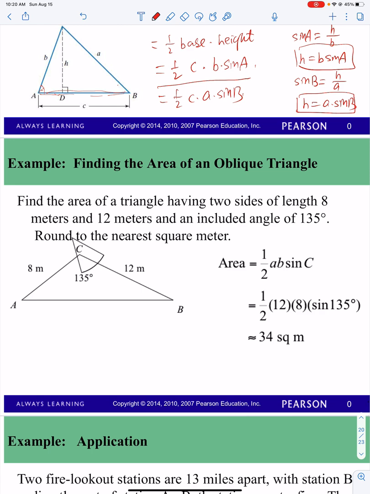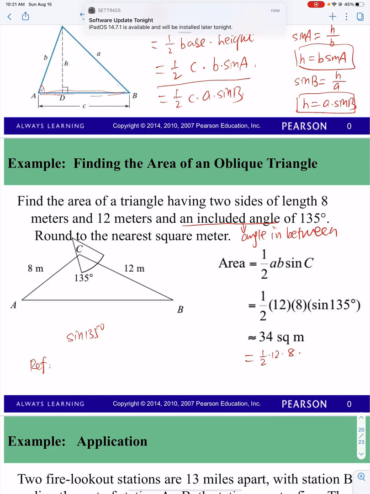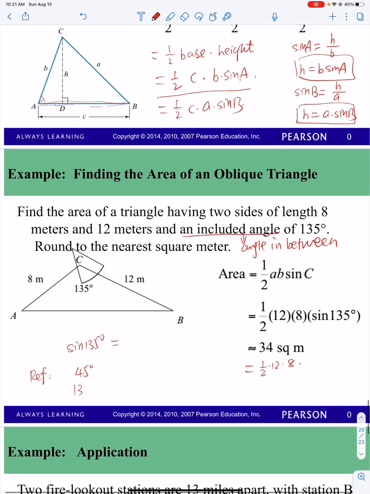Okay, so let's look at the example. So you have two sides, length 8 and 12, and the included angle, so this means the angle in between is 135. So it's 1/2 AB sine C, yeah, so 1/2 times 12 times 8 times sine 135 degrees. Okay, so if they want to find the exact value, what will it be? Sine 135 degrees. So what is the reference angle? It's 45. 135 degrees is in quadrant what? 2. So sine is positive. So it's positive sine of 45 degrees.